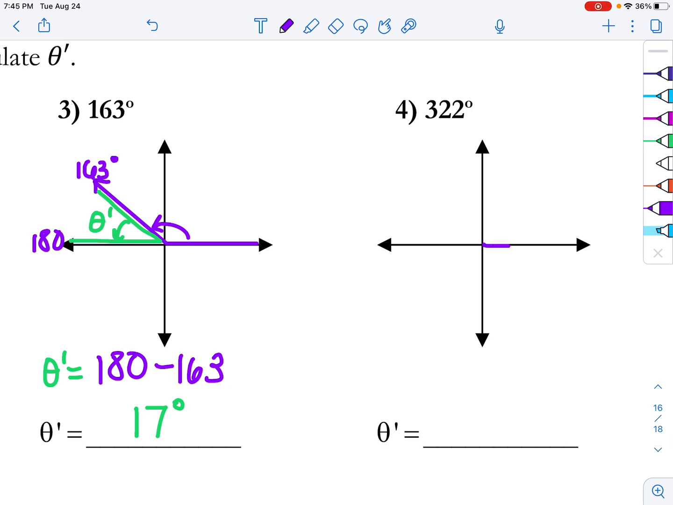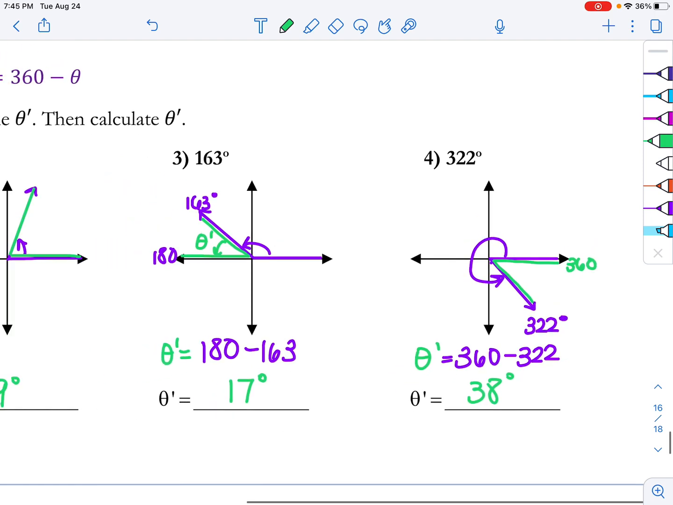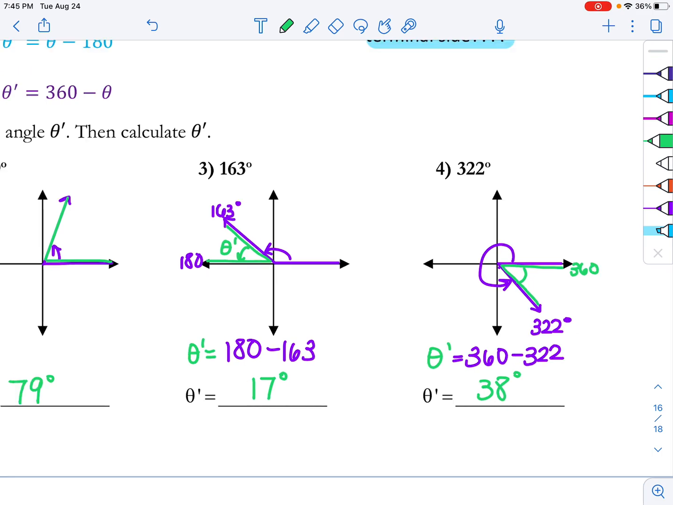And the last one, 322, brings us into the fourth quadrant, right? We rotate all the way around 322 degrees. The nearest x-axis to this terminal side is 360 degrees. So again, we just subtract. Which one's bigger? 360 is. So we put 360 first, minus 322, and we get that the reference angle is 38 degrees. This reference angle right in here.